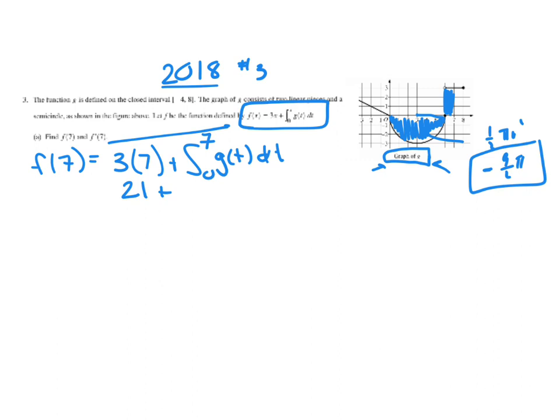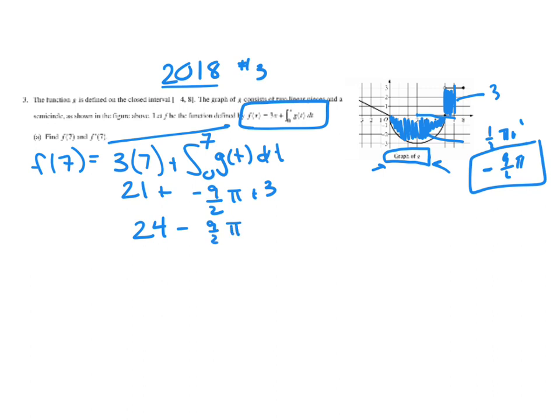This is just a nice rectangle, base of 1, height of 3, so I would say it has an area of positive 3. So I have 21. And I have a negative 9/2 pi plus a 3. So I'm going to say that's equivalent to 24 minus 9/2 pi. Now there were 2 parts in here.